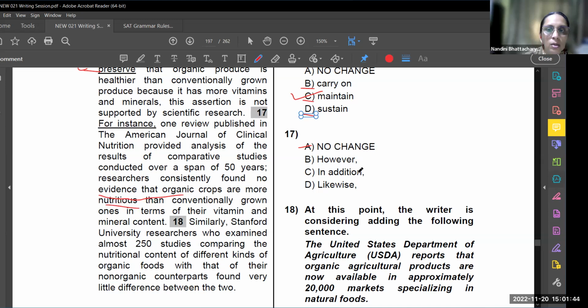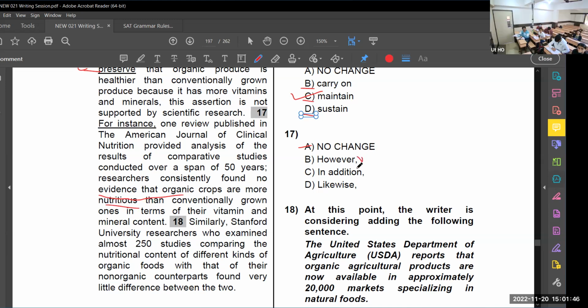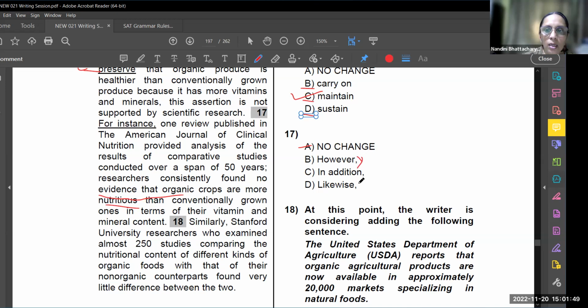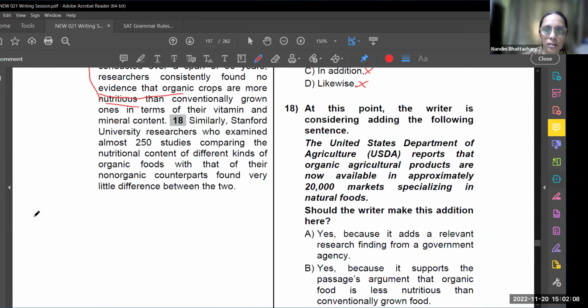So we will not go with however, that is a contrast. Likewise, no, we are not talking about a similar point, nor are we talking about an additional point. We are just saying that the article in the American Journal has proved the previous point. So for instance would be correct.